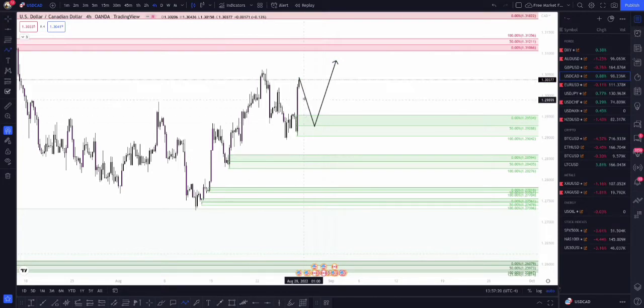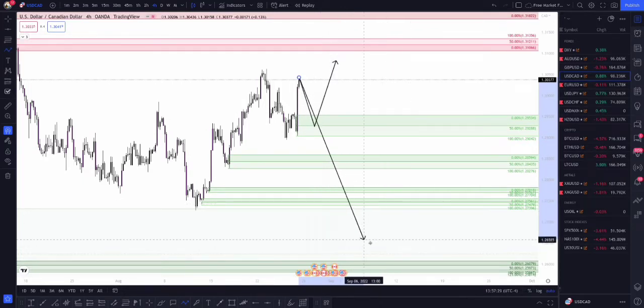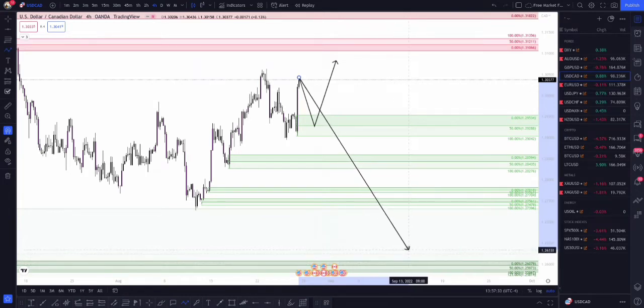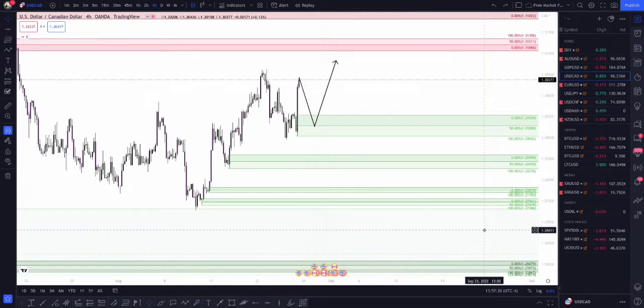It is possible for price to come down to any of these unmitigated 4 hour demands, or even this institutional accumulation zone, which does have unmitigated 4 hour demand in it as well. So that is very possible, but again, I'm looking for USD CAD to come into an unmitigated 4 hour demand before taking that to the upside.